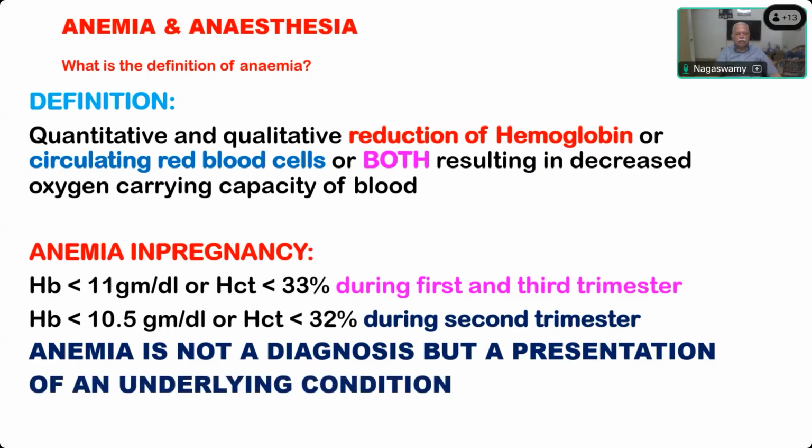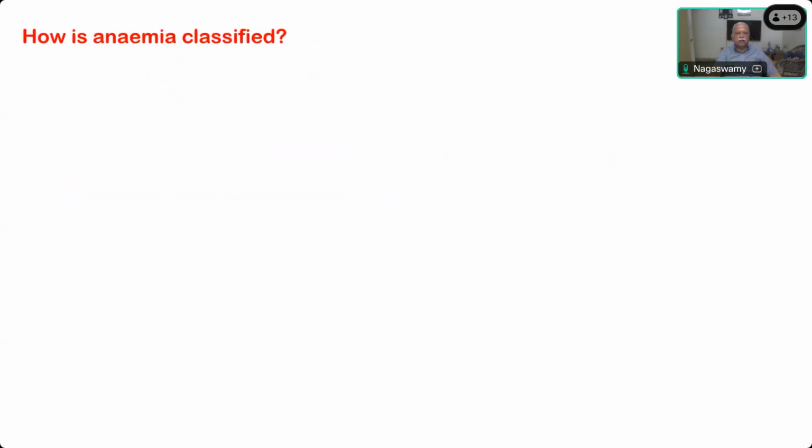Okay, so anemia is not a diagnosis but a presentation of an underlying condition. Now, how do you classify anemia? What are all the methods? Is there a single classification or multiple classifications for anemia? So it can be classified in multiple ways. So there is no single classification of anemia. It is based on multiple factors.